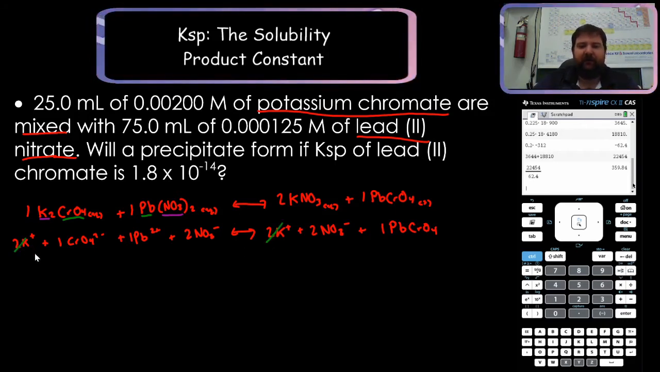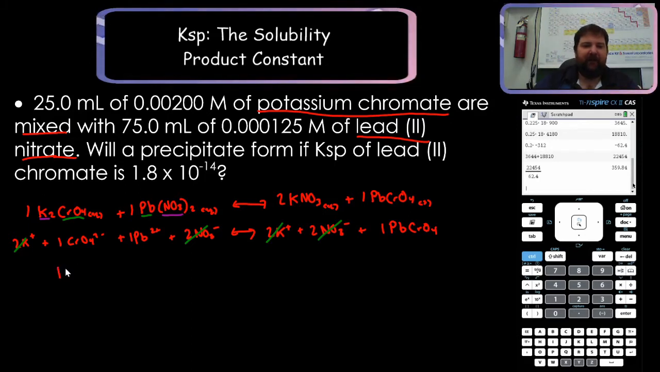I have two potassiums on both sides. I have two NO3s on both sides. And that's it. I can simplify now. I like to have my solids on the left. Does it matter? Not really, because this arrow is double-sided, meaning there's a forward and a reverse reaction. I'm going to flip mine.